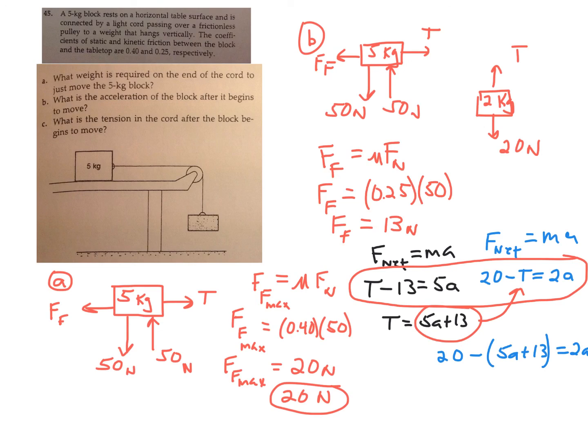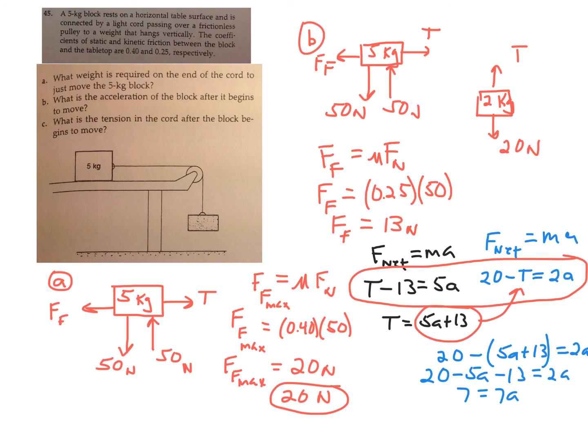So you can distribute the negative sign. I'll let you solve that all. Well, I'll do it partly. You're going to have 20 minus 5A minus 13 equals 2A. This comes out pretty easy because 20 minus 13 is 7, equals 7A. So A is 1 meter per second squared.